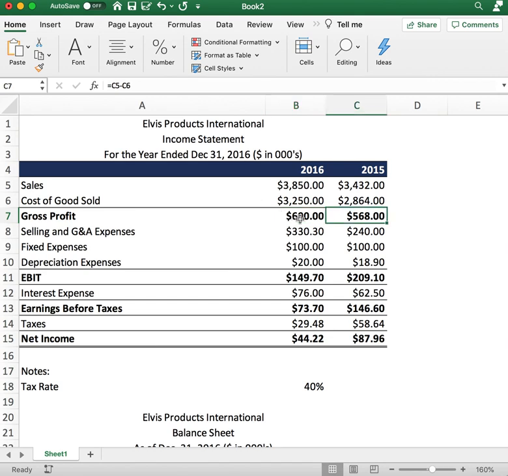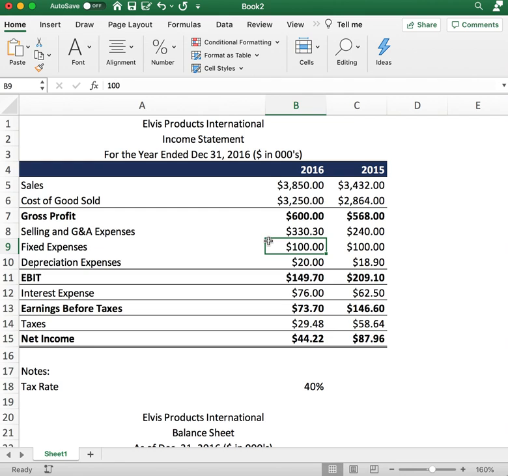And the way you calculate this is you simply subtract the cost of goods sold from the sales, and that gives you the gross profit. All right. Next, we move on to expenses. Our first expense line item is selling and general administrative expenses. We have $333 for 2016 and $240 for 2015.